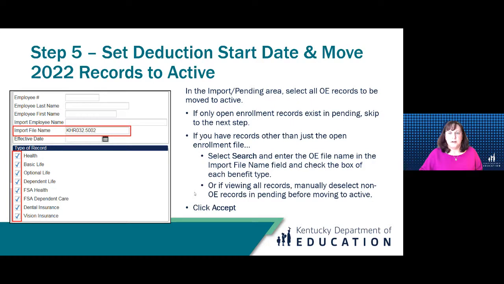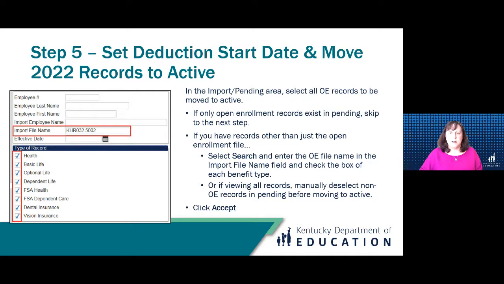In the pending area, when you set this deduction start date and move the 2020 records to active, all your records are sitting in your pending area. If all you have is the open enrollment file, you don't need to do anything else. We'll skip to the next step.